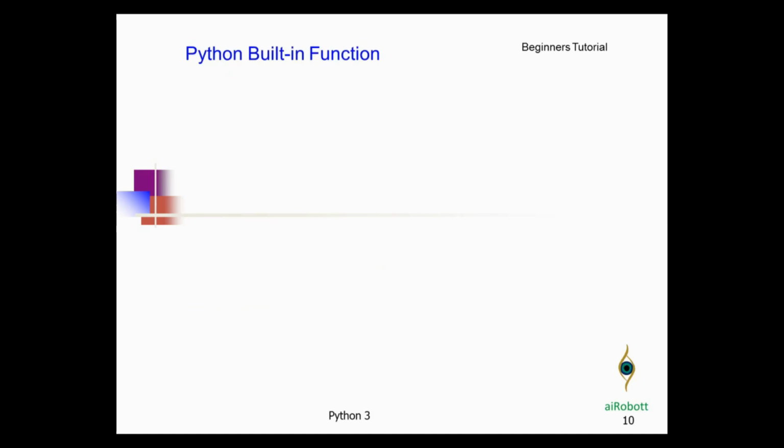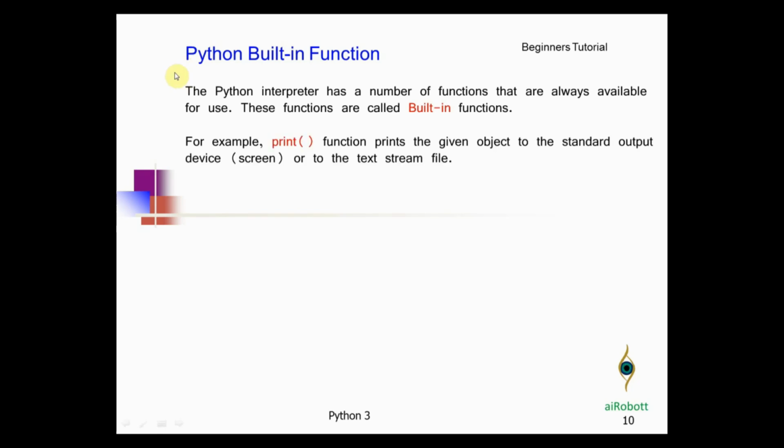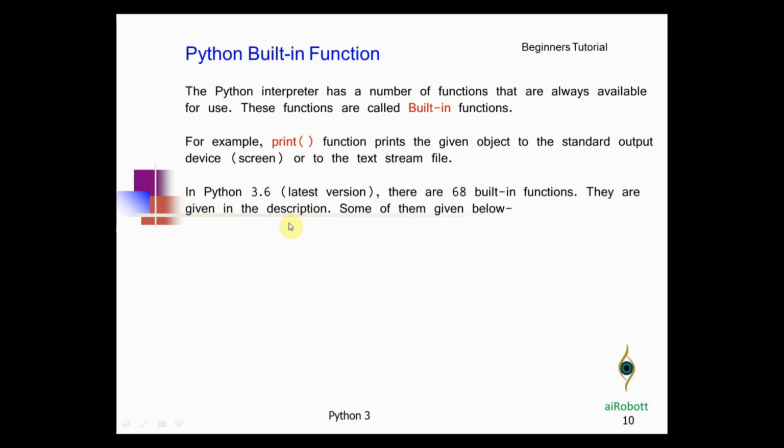Python built-in functions. The Python interpreter has a number of functions that are always available for use in the program. These functions are called built-in functions. For example, as we have seen just now, print parentheses. This is the print function. It gives output of whatever you typed in these parentheses, that may be a string or anything else.